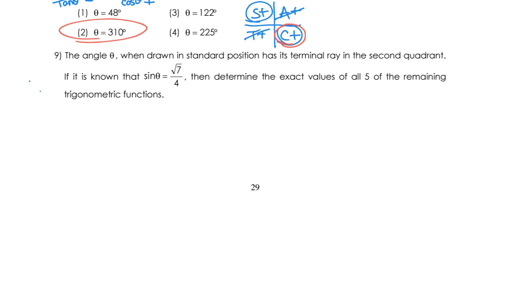In number 9, guys, it says that the angle theta when drawn in standard position has its terminal ray in the second quadrant. If it is known that sine theta equals square root of 7 over 4, then determine the exact value of all 5 of the remaining trig functions. Ooh. All right, so the very first thing I do when they ask about all the trig functions, guys, is that I list all of them out, and I list them side by side with their reciprocal.